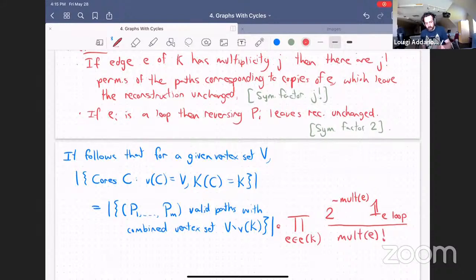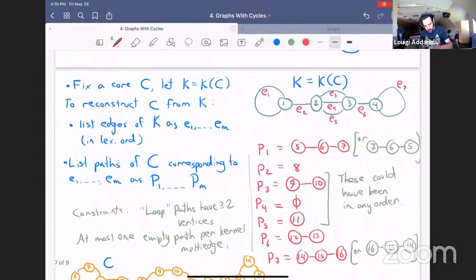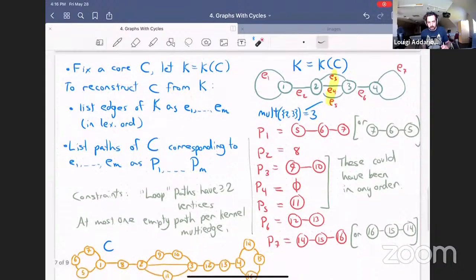Okay, so what do I mean by multiplicity? It's exactly what it sounds like. So this edge here has multiplicity 3, right? The multiplicity of the edge 2, 3 here is 3 because there are 3 copies of it in the kernel. Okay.